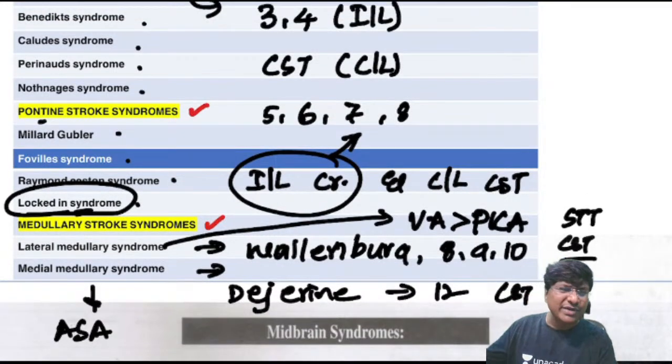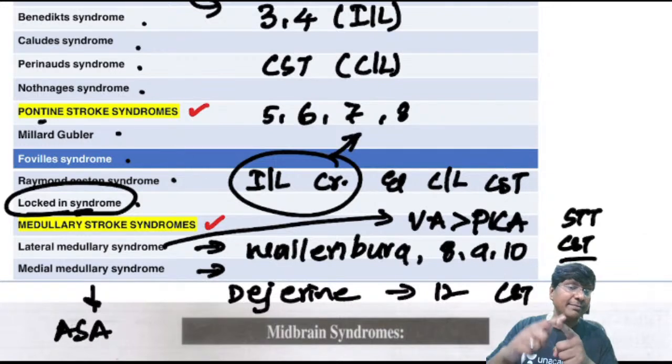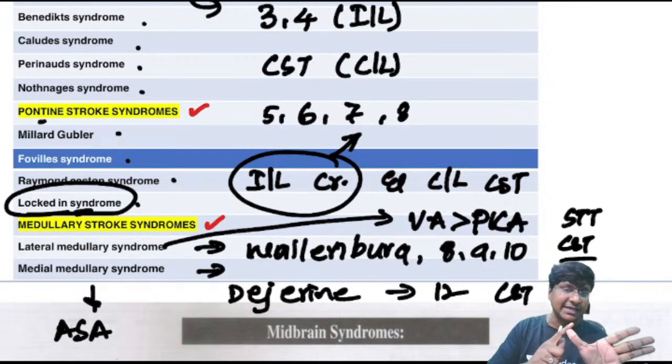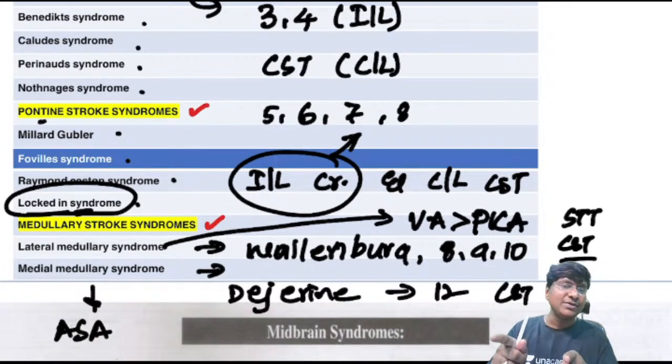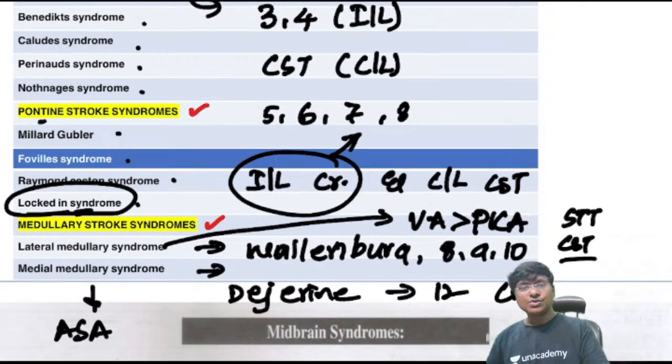So don't go into a deeper depth. Just remember the names. That is very, very important. Midbrain stroke syndromes are Weber's, Benedict's, Claude's, Parinaud's, Nothnagel's. Pontine syndromes are Millard-Gubler, Foville, Raymond-Cestan, and Locked-in syndrome. Medullary stroke syndromes are lateral medullary and medial medullary syndrome. Okay, so that finishes your brainstem stroke syndromes, right?